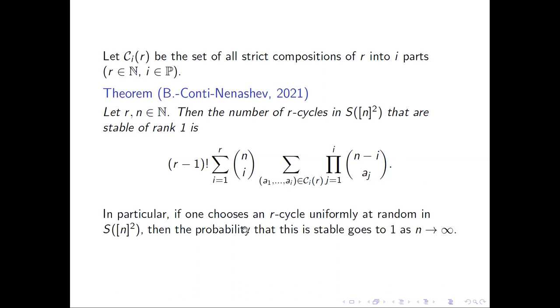So if you choose an R cycle uniformly at random in the discrete square, as n goes to infinity, the probability that this is stable goes to 1. Almost surely it's going to be stable.